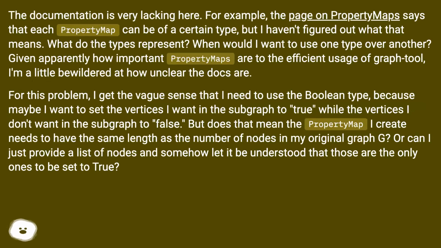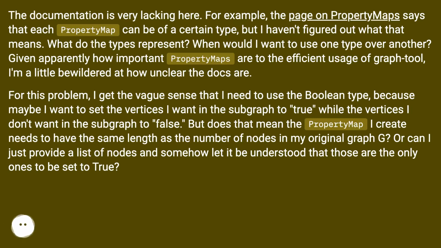For example, the page on property maps says that each property map can be of a certain type, but I haven't figured out what that means. What do the types represent? When would I want to use one type over another? Given apparently how important property maps are to the efficient usage of Graph tool, I'm a little bewildered at how unclear the docs are.